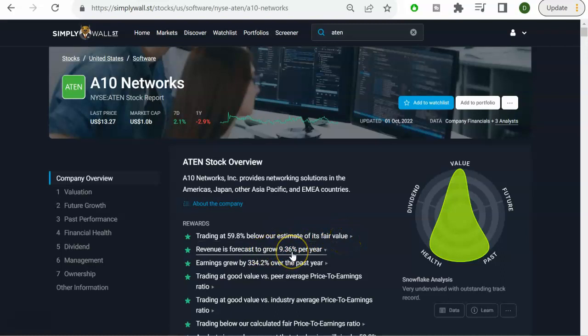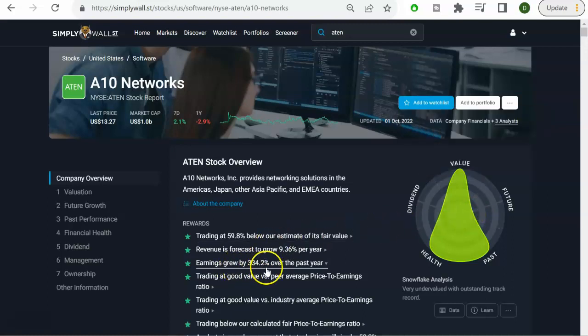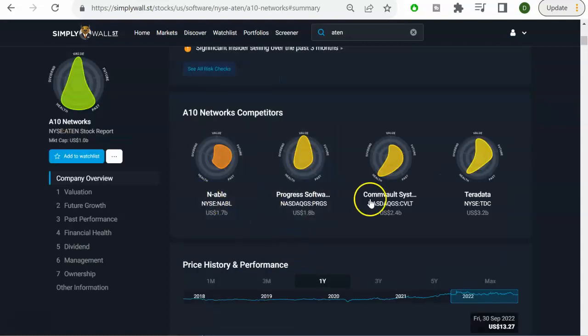Forecast to grow 9.36%. That's not a lot of growth, but it is growth. It's not what it was in the past, though, when it grew by 334%. That's absolutely fantastic. Good value amongst its peers. And there are some of its competitors.